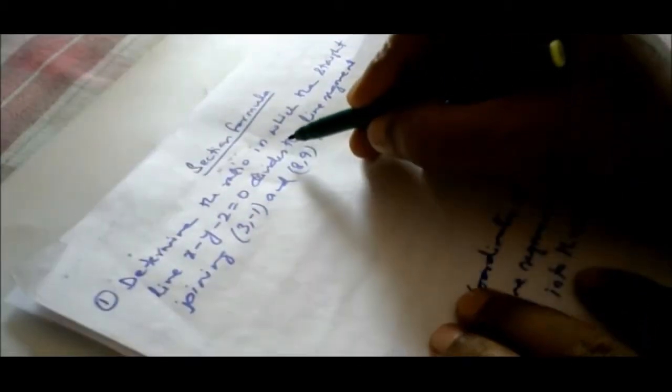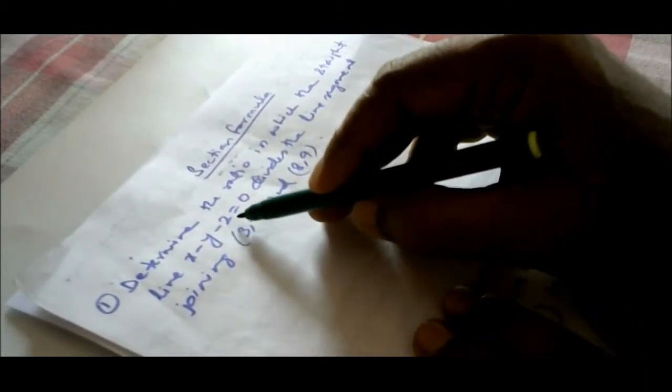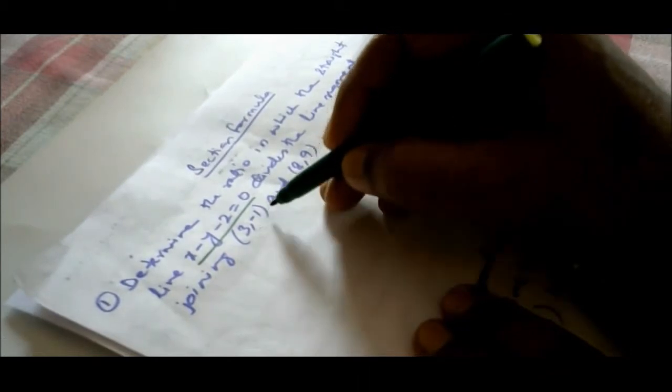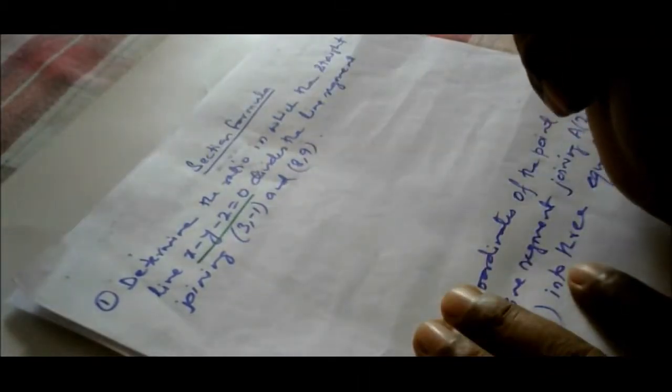Okay, so the section formula, what we have already discussed, as I told, is related to both internal division and external division. So the first question we are going to discuss today is: determine the ratio in which the straight line x minus y minus 2 is equal to 0, so this is the straight line given, divides the line segment joining 3, minus 1 and 8, 9.